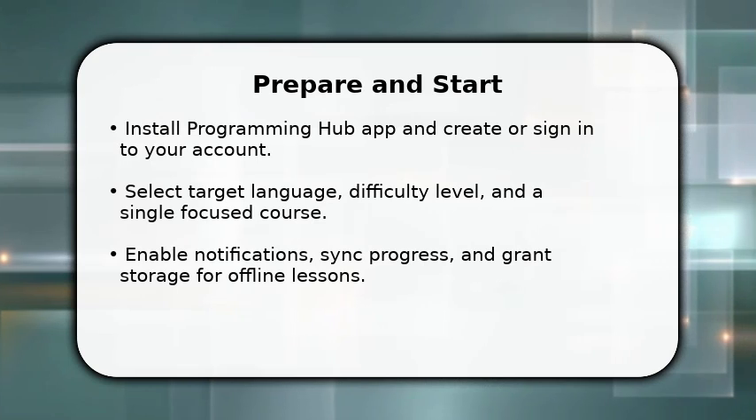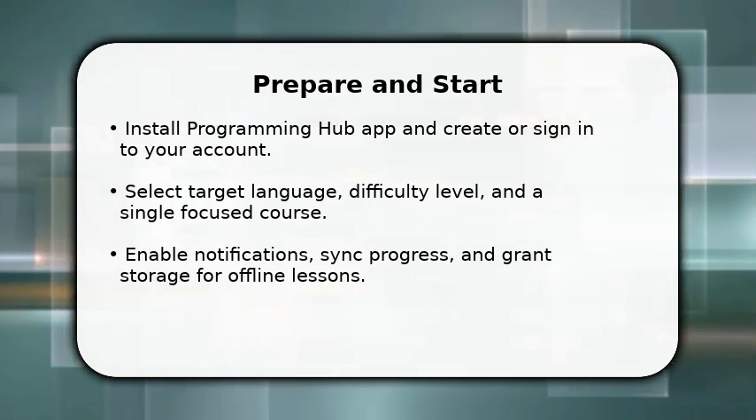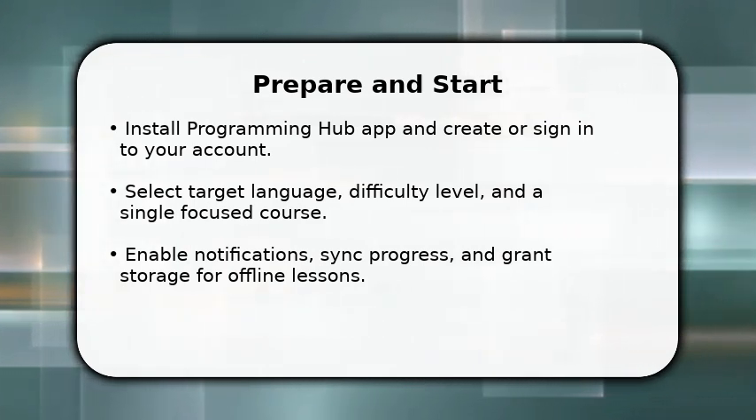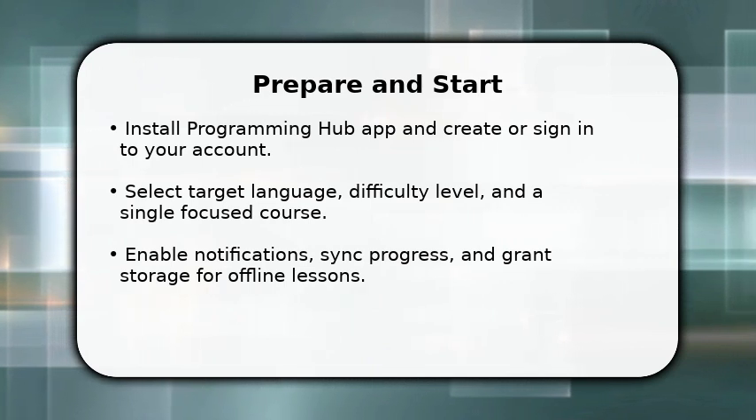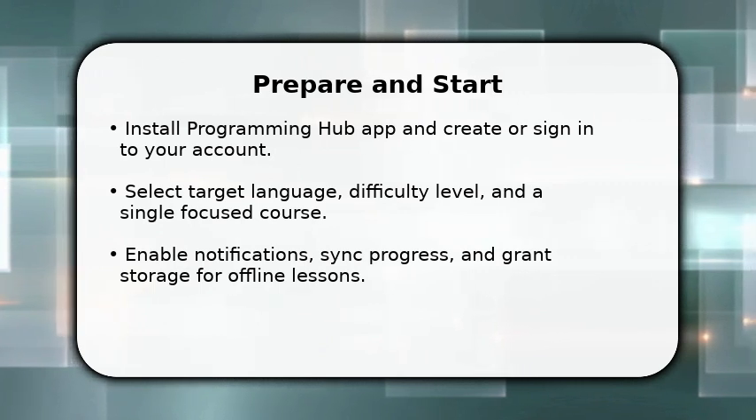You begin by installing Programming Hub and signing in so your progress syncs. Choose one language and one beginner to intermediate course. This keeps focus and avoids context switching. Once done, enable notifications and offline sync so lessons are available anytime.